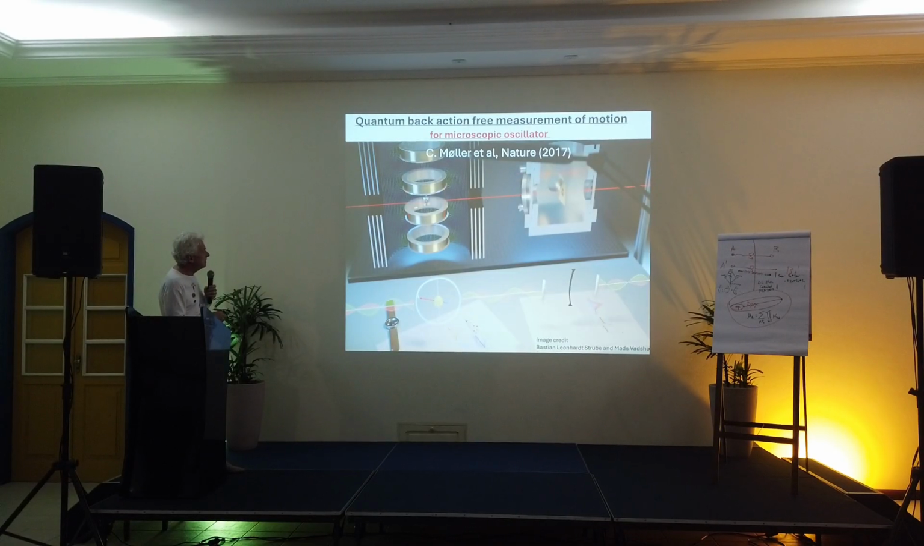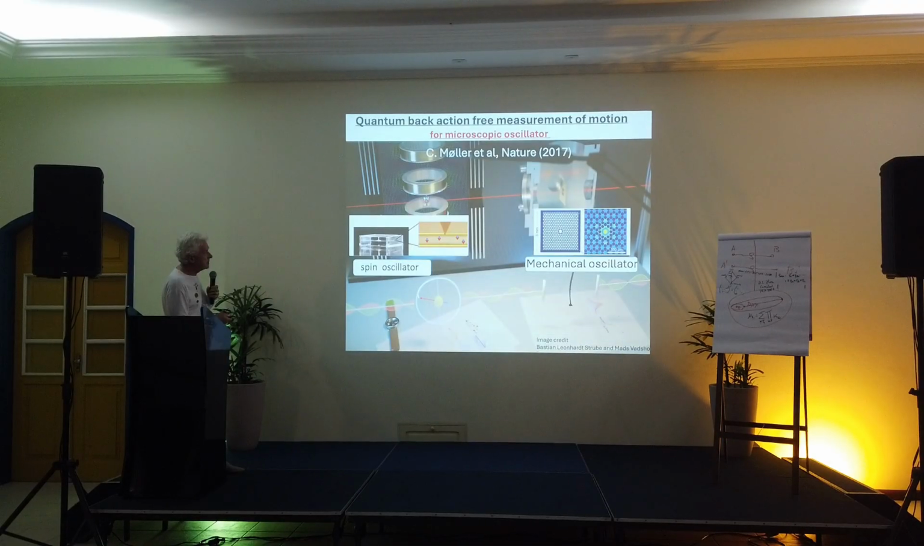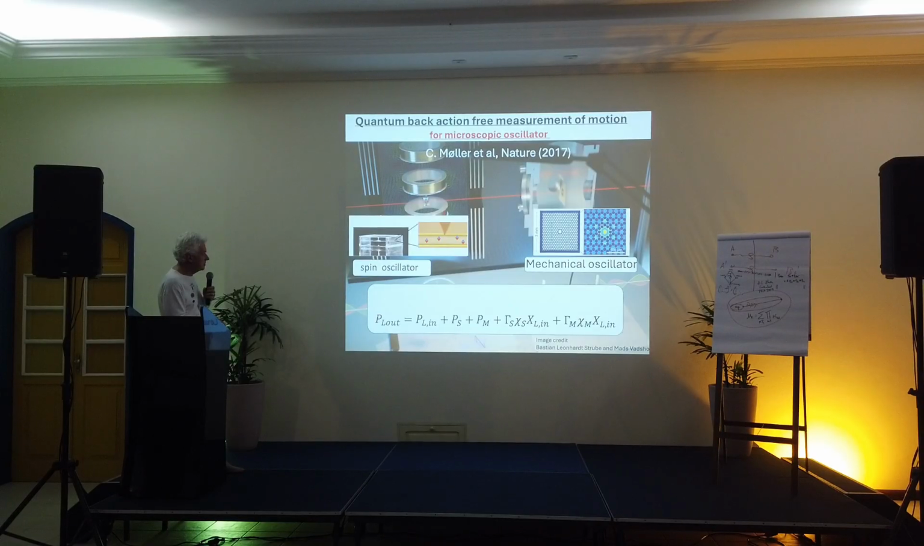So we send light through our atomic spin oscillator, and it goes through the mechanical oscillator and is detected. This is the spin oscillator that I told you about many times. This is the mechanical oscillator, and this is what light carries on. Again, the shot noise of light, the noise from the spin, the noise from the mechanics, and the two back action terms.